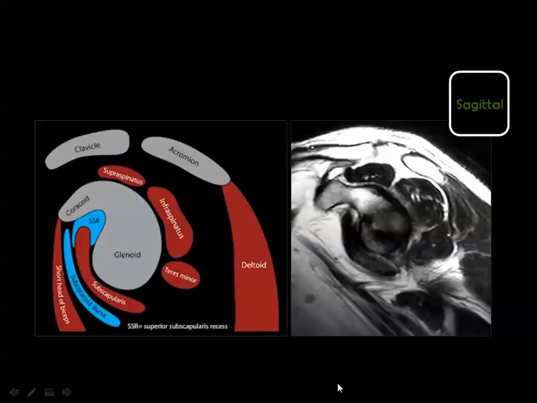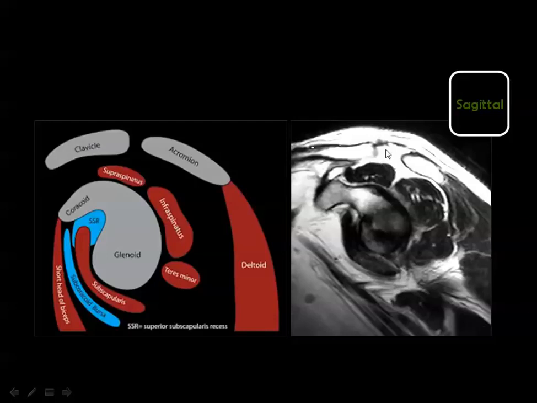Then we come to the sagittal images. In the sagittal images, you can see this is the coracoid process, and this is the glenoid part of the scapula. And here you can see the acromioclavicular joint. You know that the acromion is pointing anteriorly. And if you consider the acromioclavicular joint, you know that the clavicle is anterior and the acromion is posterior.